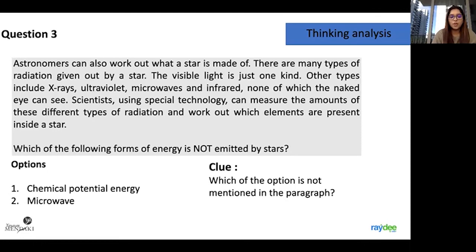So which of the following forms of energy is not emitted by the stars? So emitted means it's not given out by the stars. So your clue here is, which of the options is not mentioned in the paragraph? Chemical potential energy. That is not something that was mentioned earlier. So your answer is number 1.